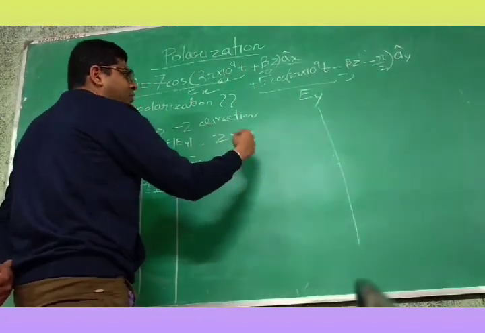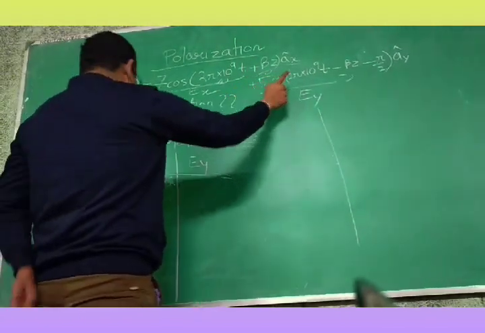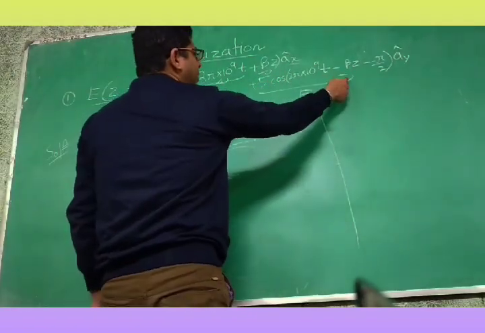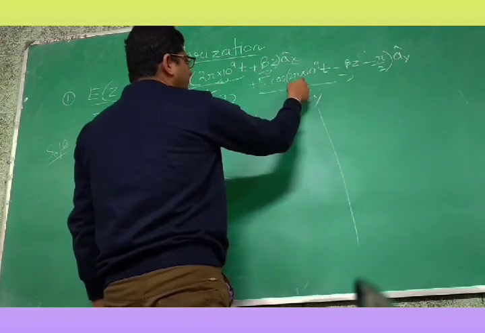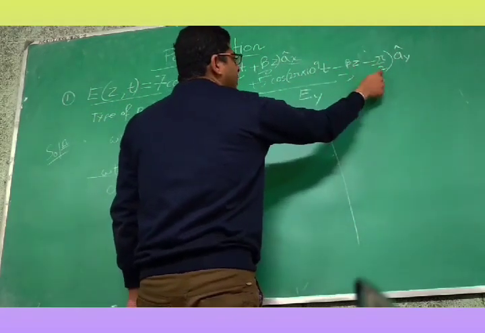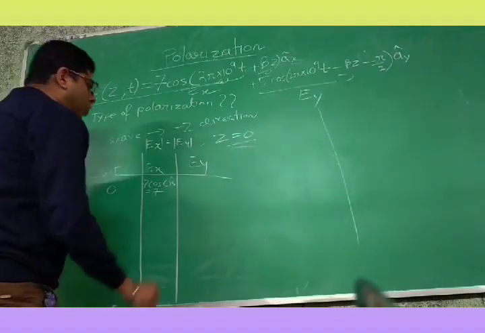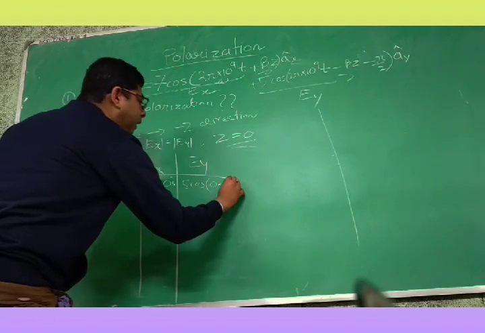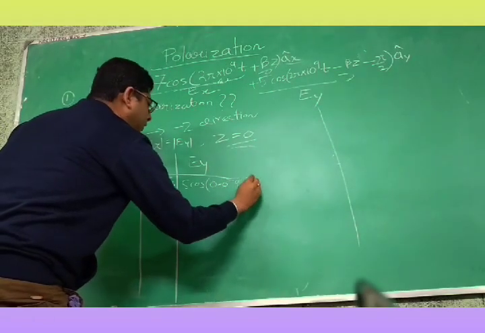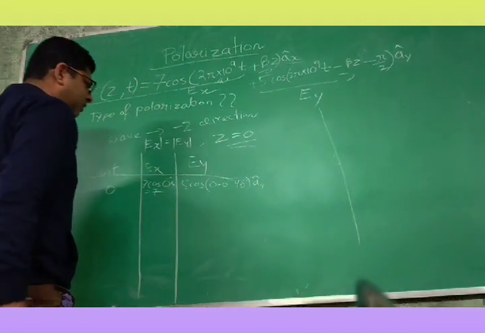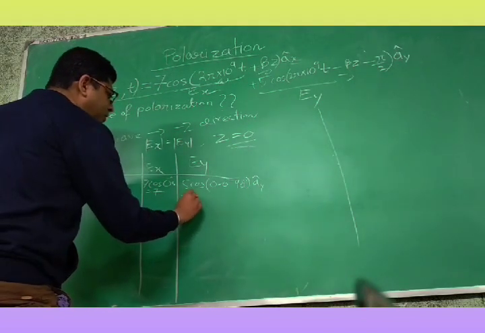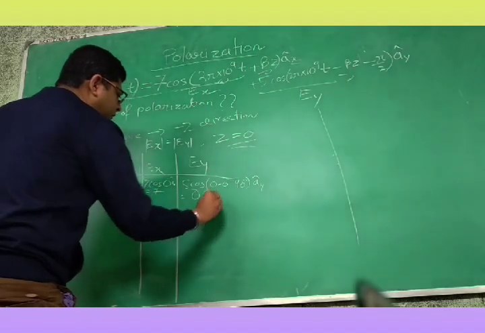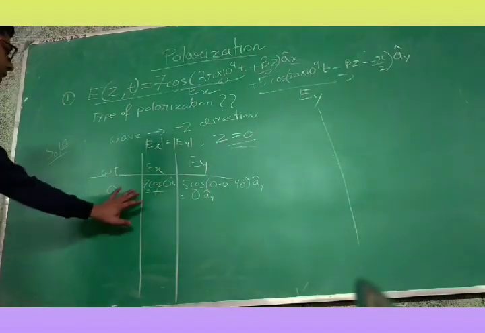Means at this point we will calculate. And your y component will be with this one. This one is already 0. Since z equal to 0, we have considered omega t, this will be 0. And this will be 5 cos of 0 minus 0 minus 90. You can write there the unit vector. So basically this is 5 cos minus 90 degree, that means 0. So this is the starting point.